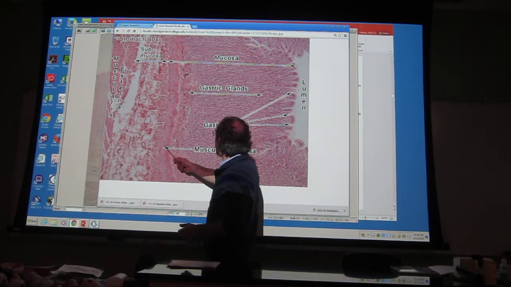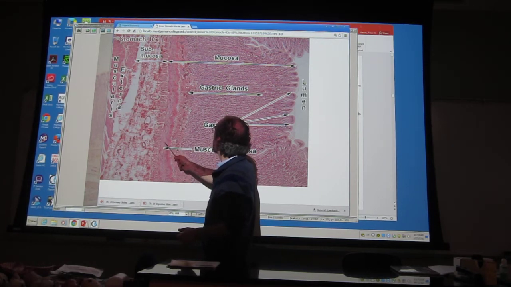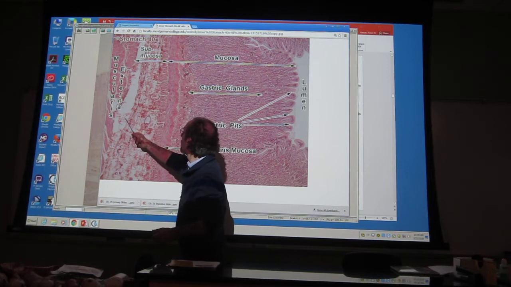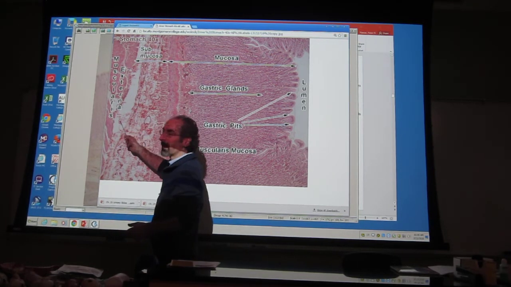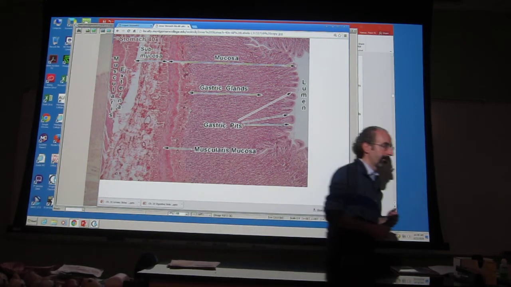At the bottom, you have a muscularis mucosa, a thin layer here, and that's the end of your mucosal layer. Then you have a submucosal layer, maybe even a little bit of an artificial gap here, and then finally, you can see a little bit of the muscularis externa.